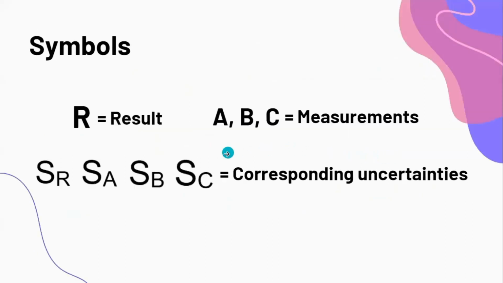In this discussion, symbols will be used in the equations involved in this topic. The letter R refers to the result, while the letters A, B, C, and onwards refer to the measurements, such as the volume or any quantity that can be measured. The symbol S sub R refers to the uncertainty of the result, while the symbols S sub A, S sub B, and S sub C refer to the corresponding uncertainties in the given measurements.